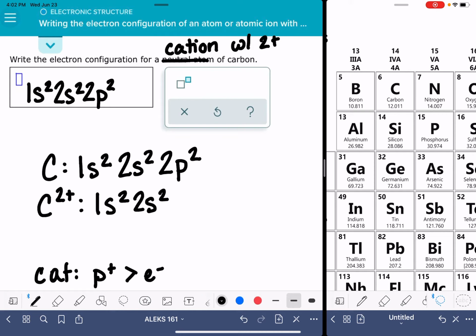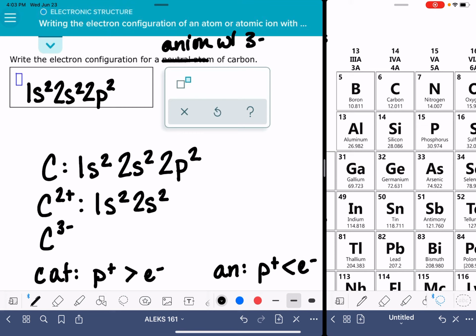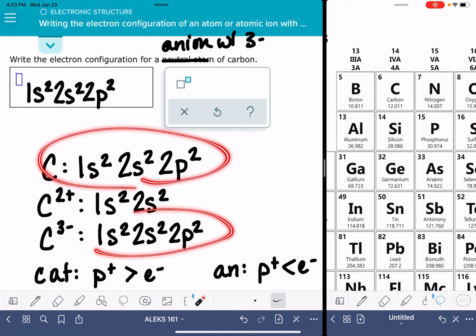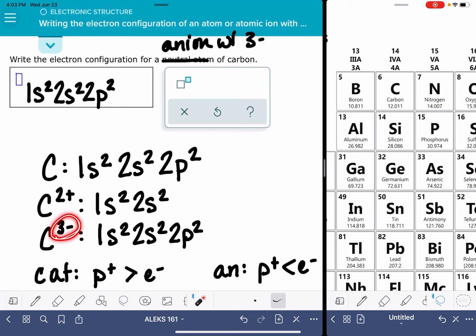Or what if the problem asked us about an anion? What if it was like a 3- ion? So what if it said that we had an anion with a 3- charge? An anion is where we have fewer protons than electrons, more electrons than protons. So for writing the electron configuration of an anion, we're going to start with the electron configuration of the neutral atom, same thing right here, and then we're just going to add, in this case, 3 more electrons. So instead of 2p2, it's going to be 2p5.